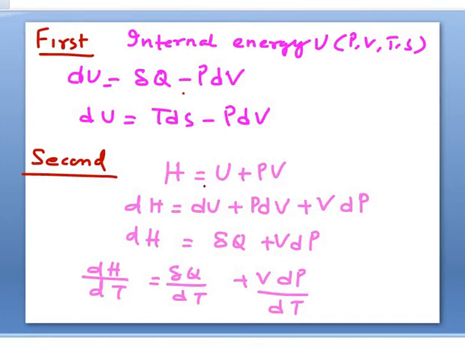Now what is enthalpy? Enthalpy is represented as H is equal to U plus PV. Once you do the differential, dH is equal to dU plus PdV plus VdP. Now dU plus PdV is del Q, so dH is equal to del Q plus VdP. If you divide by dT, you will get this expression.